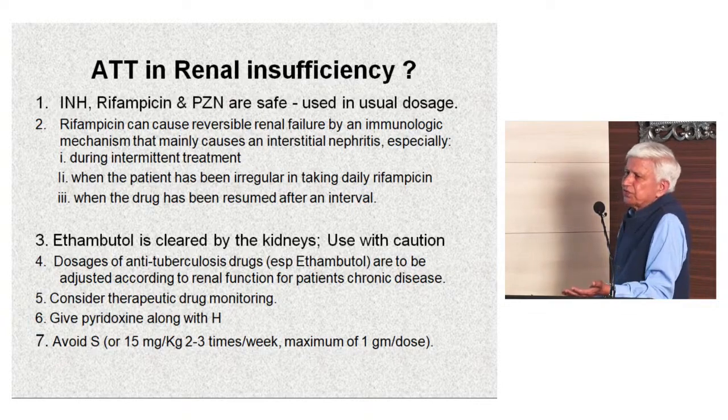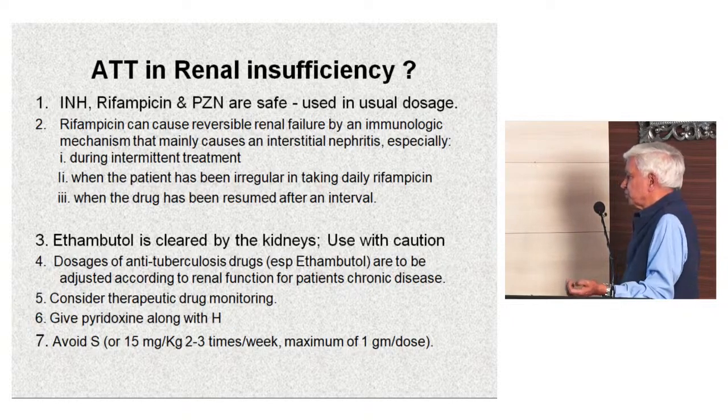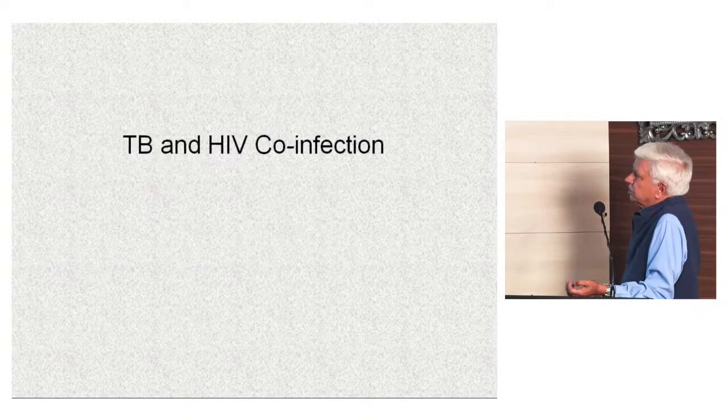Liver toxicity, of course, is very common. Ethambutol is cleared by the kidneys, so it is used with caution. That is the only drug which requires caution and dose reduction. Doses have to be adjusted according to renal function, especially for patients with chronic renal disease. If possible, do therapeutic drug monitoring, pyridoxine should be given, and avoid streptomycin or use it in adjusted doses.